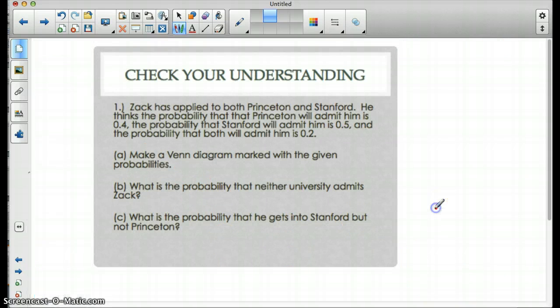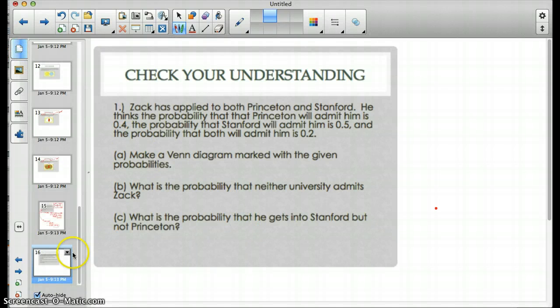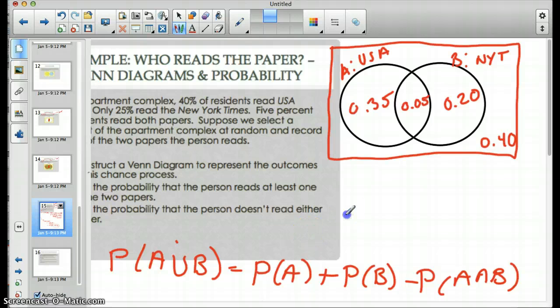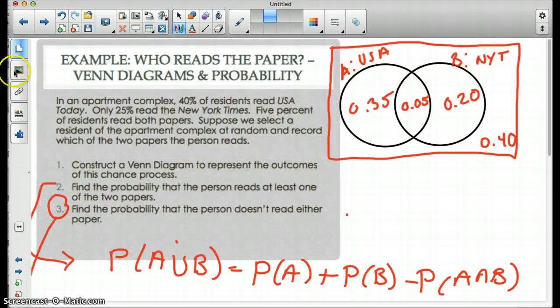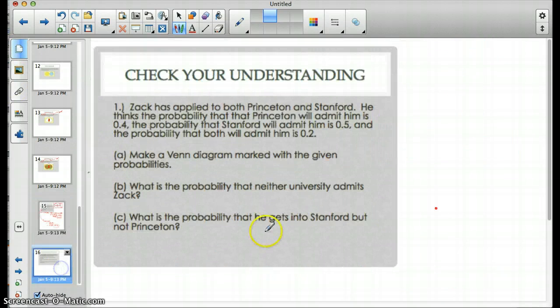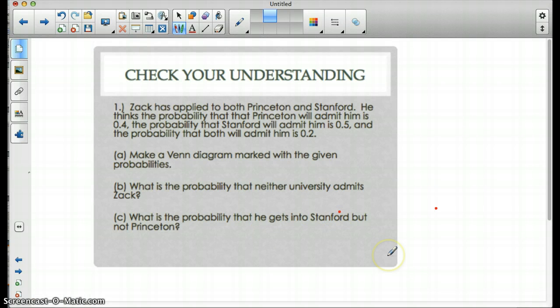Okay. So here's a check your understanding. You could do it fairly quickly. I think you will be okay with it. Use this problem to model for this example, and then you can check, or you know what, we'll check our answers together in class.